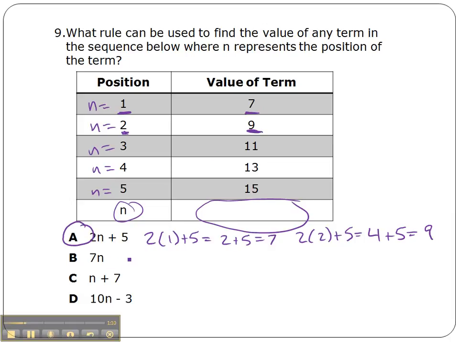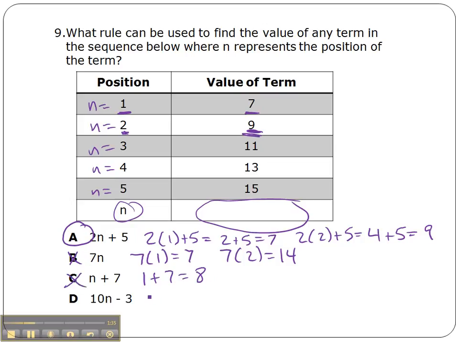Let's just double check these others. 7n, when n equals 1, 7 times 1 equals 7. So we get the correct term for n equals 1. Let's try n equals 2. 7 times 2 equals 14, but we were looking for 9. So we can cross out B. Let's try C, n plus 7. When n equals 1, 1 plus 7 equals 8, and that's not the correct term for n equals 1.